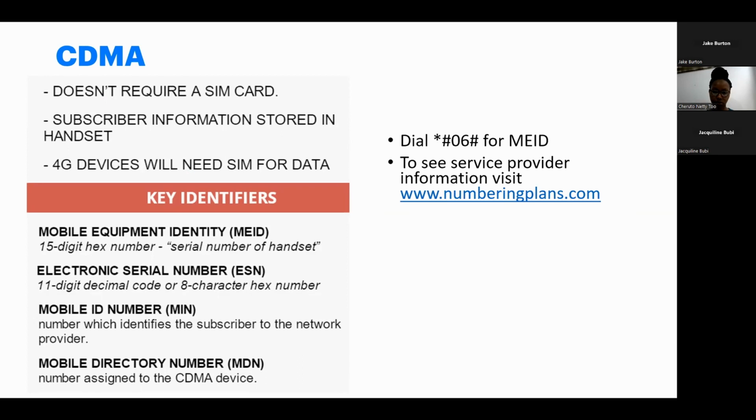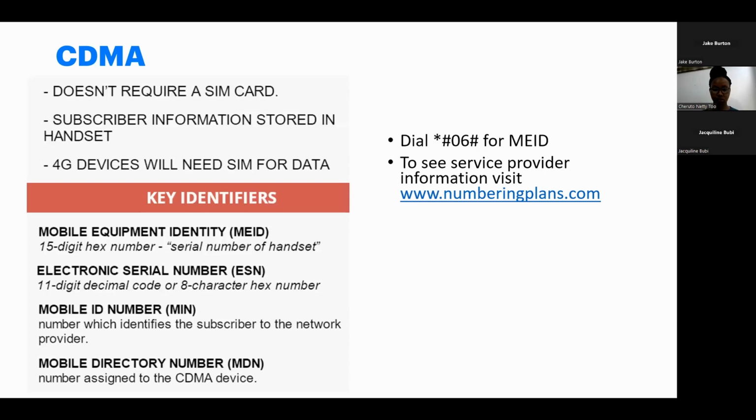So the key identifiers for CDMA are different; the acronyms are different from the GSM-enabled handsets. There's the MEID. When you see that, you just know it's a CDMA phone. It's a 15-digit number that is the serial number of the handset. And then there's the ESN number. It's an 11-digit decimal code, also a serial number.